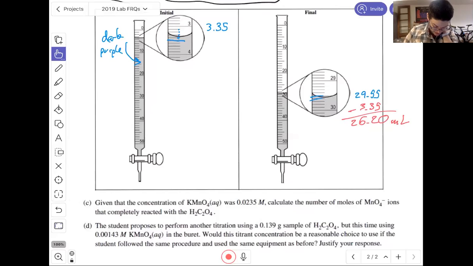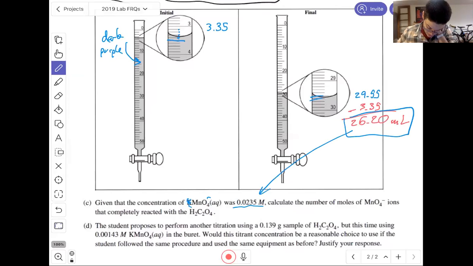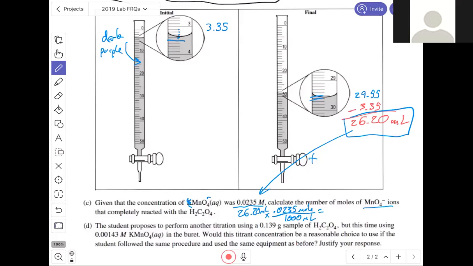And then it says, given that the concentration of the permanganate was this, I've got a volume and a concentration, calculate the moles of permanganate ions that were used. That's a one-step problem. All you have to do is multiply the two things together. So 8.0235 moles per 1,000 milliliters. And it would have 3 sig figs.